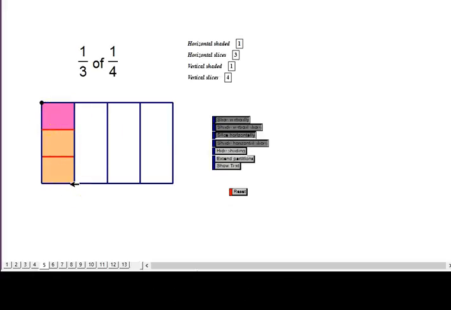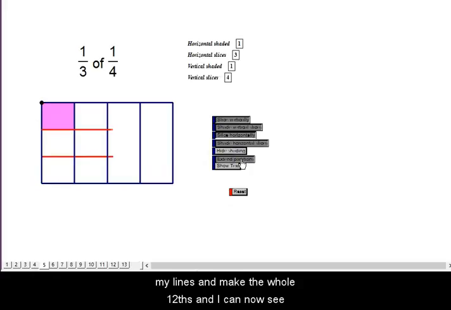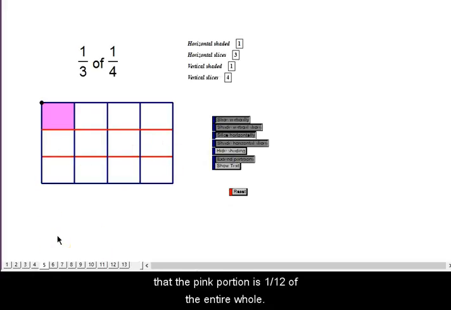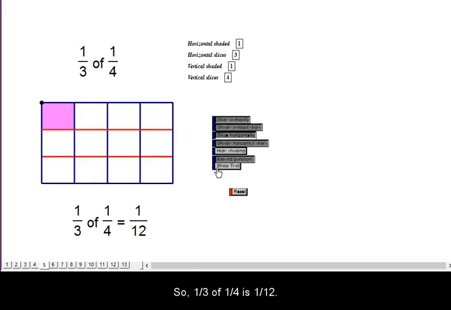In order to figure out how much that is in relation to the entire whole, I will extend my lines and make the whole 12ths, and I can now see that the pink portion is 1/12 of the entire whole. So 1/3 of 1/4 is 1/12.